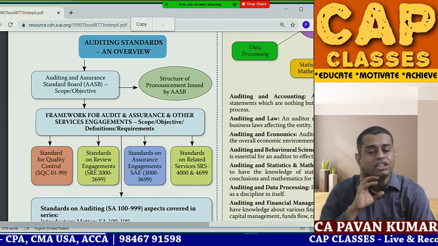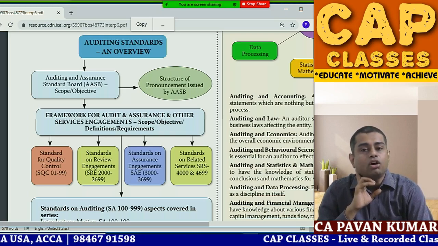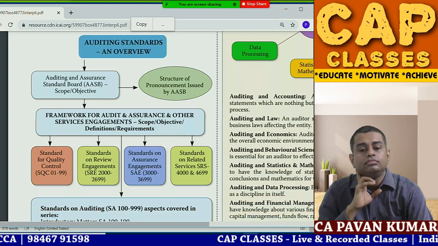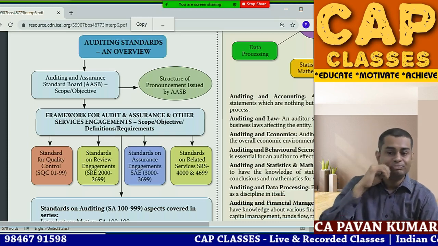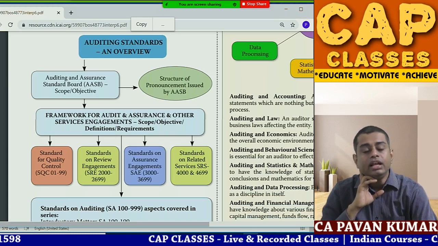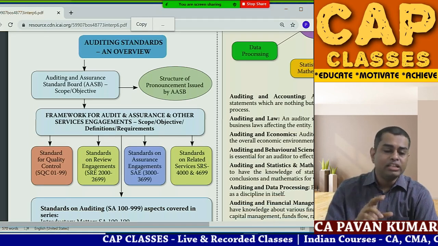This can be asked in MCQ. Previously it was 10 years, now it is 7 years, for maintenance of audit documentation. Point number 3, leadership. These 3 are important from the exam point of view.